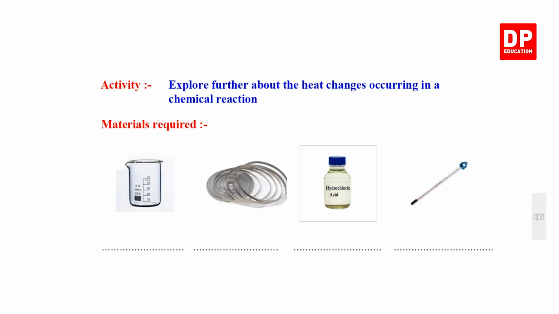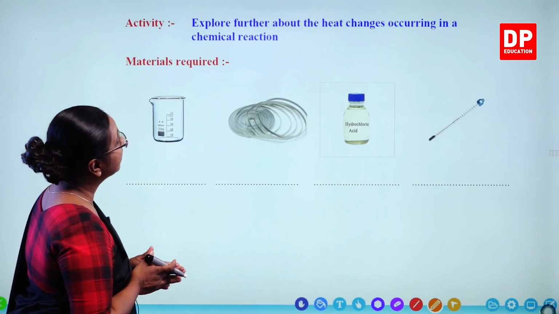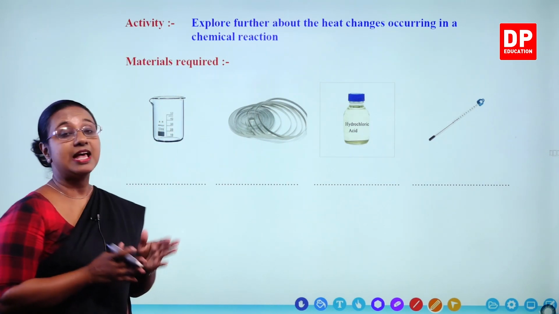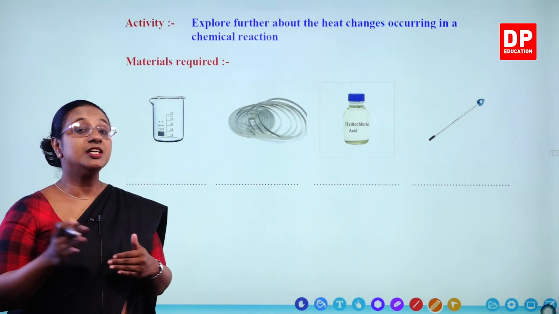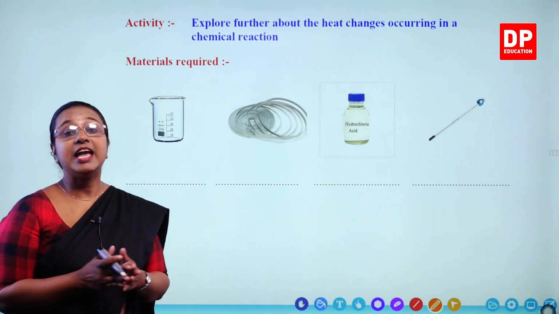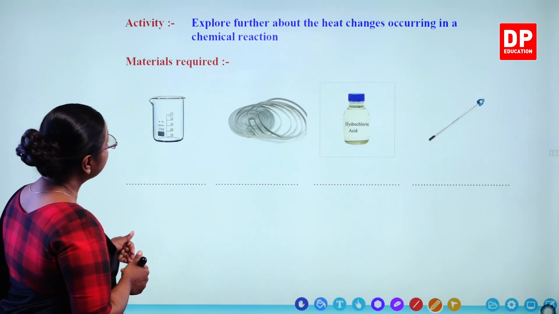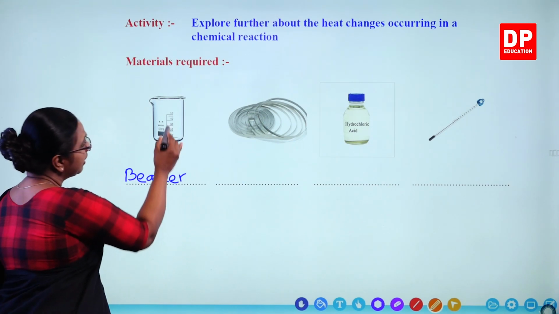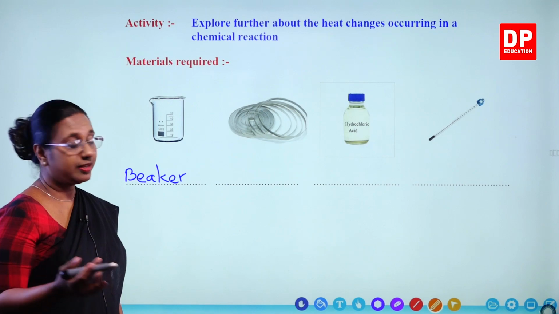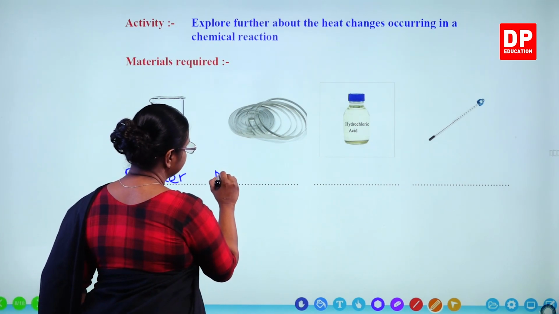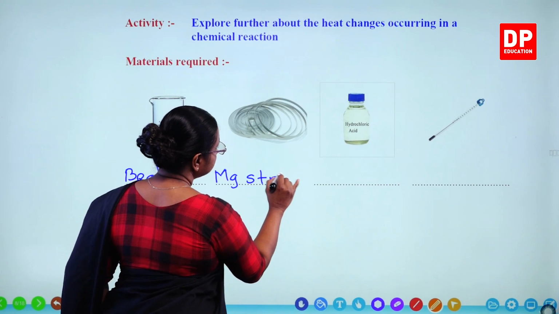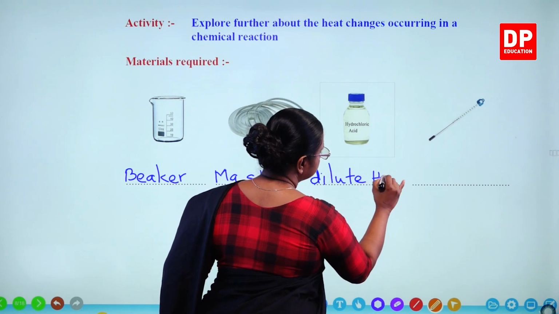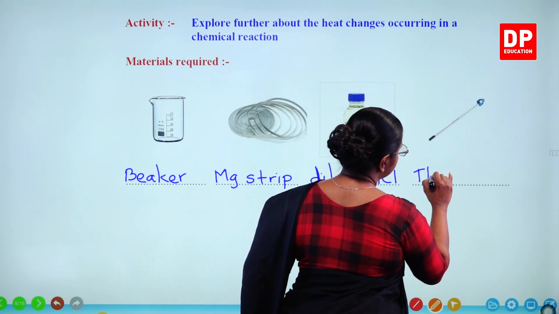Again, we look at an activity. Explore further about the heat changes occurring in a chemical reaction. This is to understand the first type of chemical reaction associated with heat change, that is exothermic reaction. For that activity, we need again a beaker. You can also use a boiling tube or a test tube, that is fine. We need magnesium strip, dilute hydrochloric acid, and we need a thermometer.